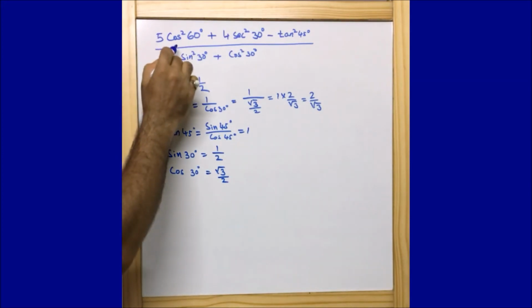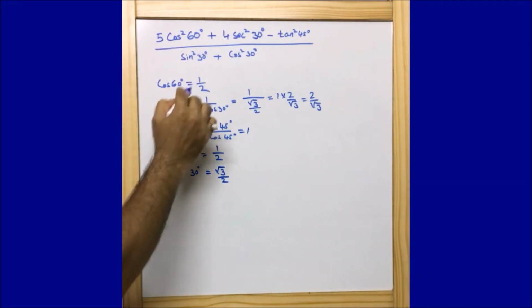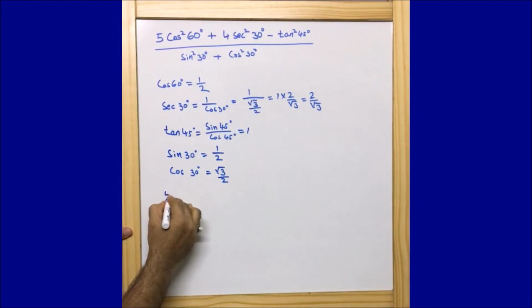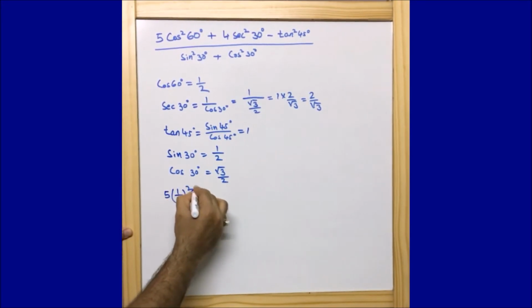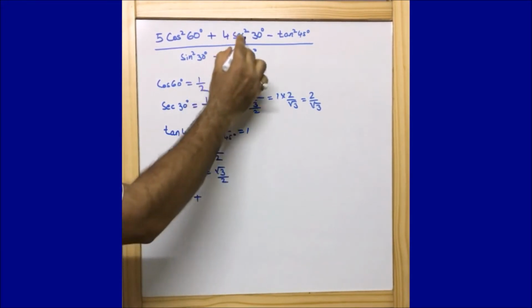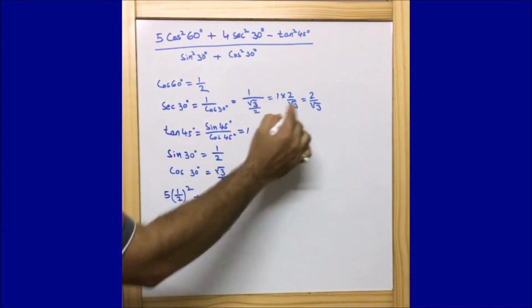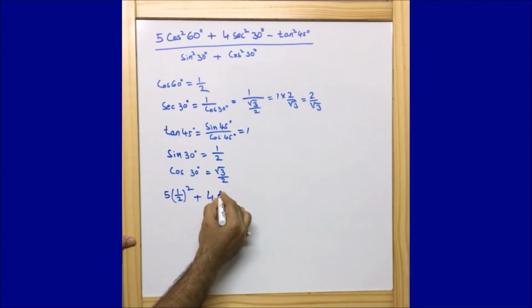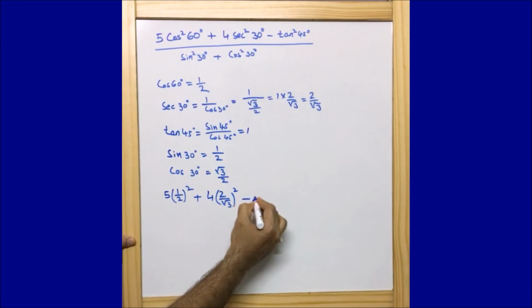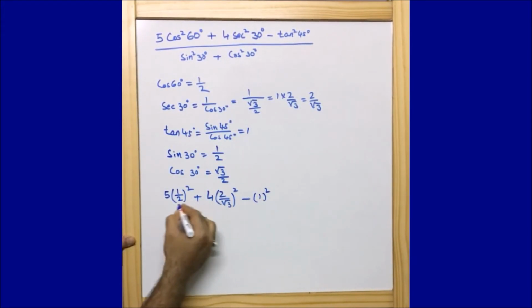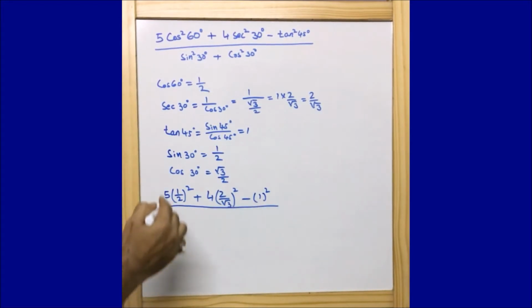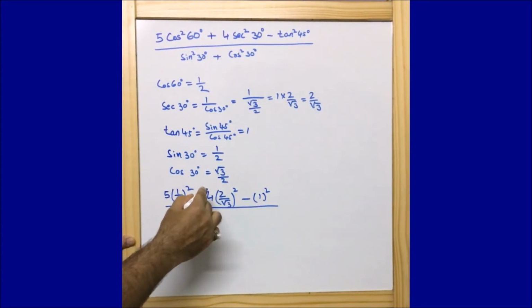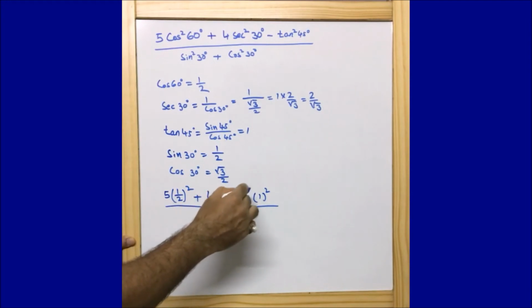So we have 5 cos square 60 degree. Cos 60 degree is 1 by 2, so I can write that as 5 into 1 by 2 square, plus 4 sec square 30 degree. Sec 30 degree is 2 by root 3, so I can write 4 into 2 by root 3 square, minus tan square 45 degree. That means 1 square, because tan 45 degree is 1. So we got 5 into 1 by 2 square plus 4 into 2 by root 3 square minus 1 square.